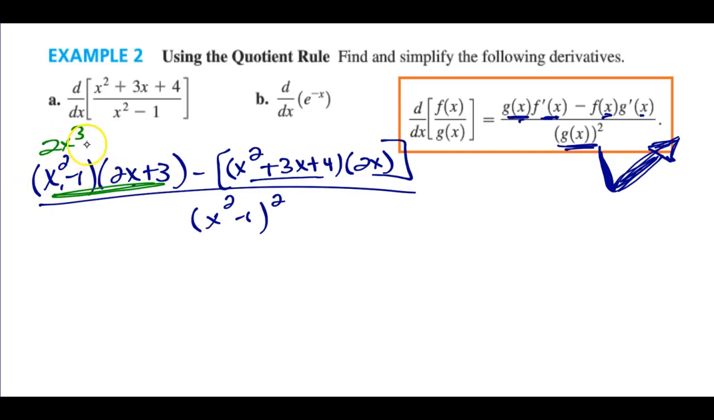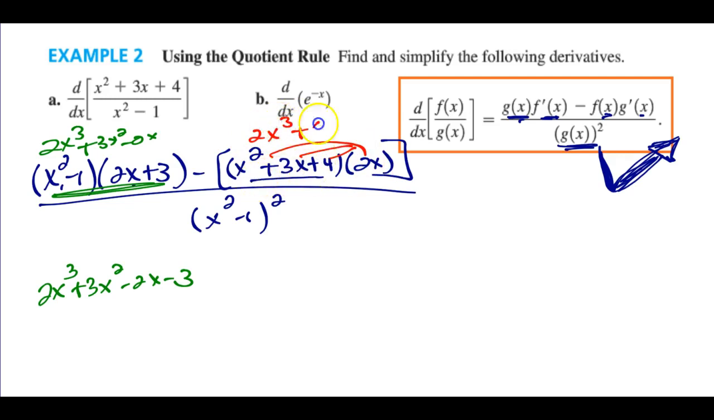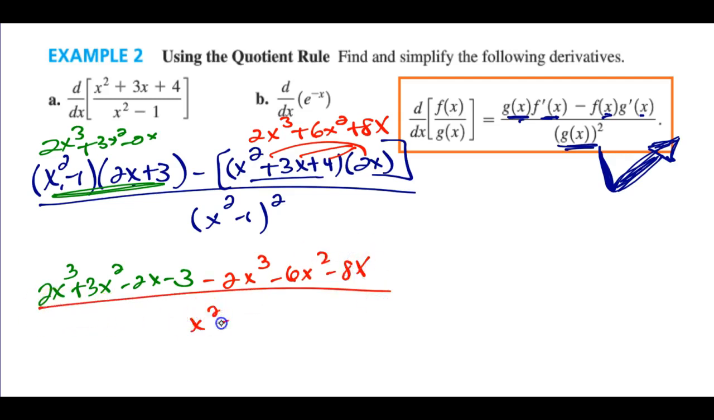What is that? 2x cubed plus 3x squared minus 2x. Well, jeepers crikeys, I'll just bring that down here. Minus 3. I'll distribute all of this for a 2x cubed plus 6x squared plus 8x, and then I'll distribute the negative, minus 6x squared minus 8x. And I think I'm just going to leave this again in factored form because I might be able to simplify, combine my terms, and maybe find another x squared minus 1 factor from the numerator that I could cancel later.